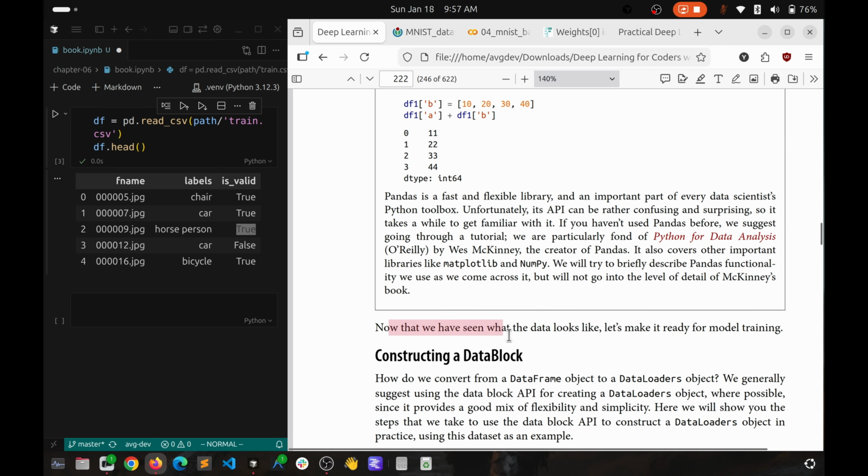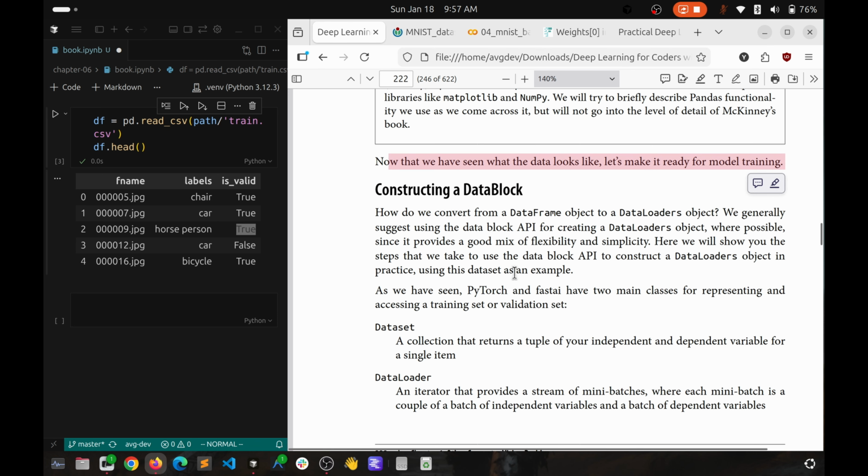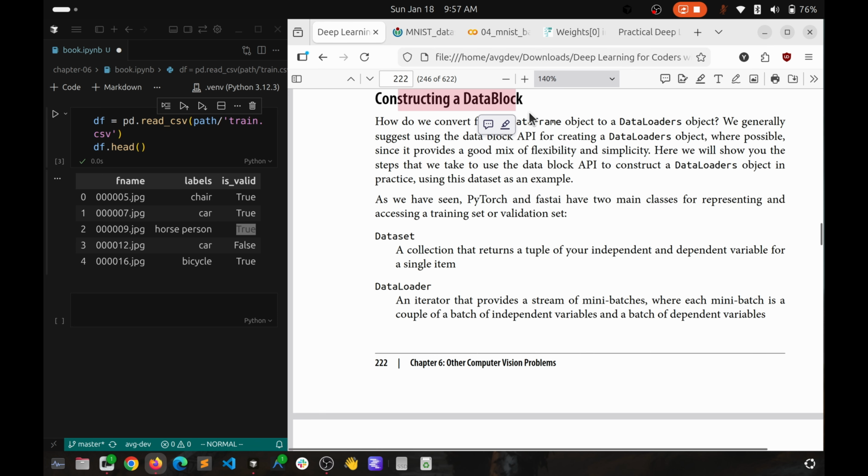Now that we have seen what the data looks like, let's make it ready for model training. Constructing a DataBlock: how do we convert from a DataFrame object to a DataLoaders object? We generally suggest using the data block API for creating a DataLoaders object, where possible, since it provides a good mix of flexibility and simplicity. Here we will show you the steps we take to use the data block API to construct a DataLoaders object in practice, using this dataset as an example.